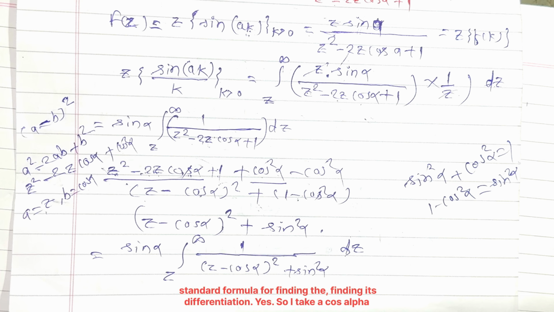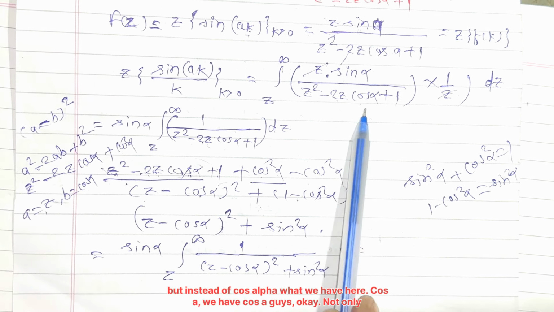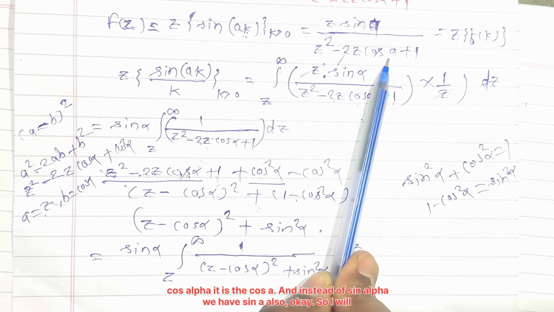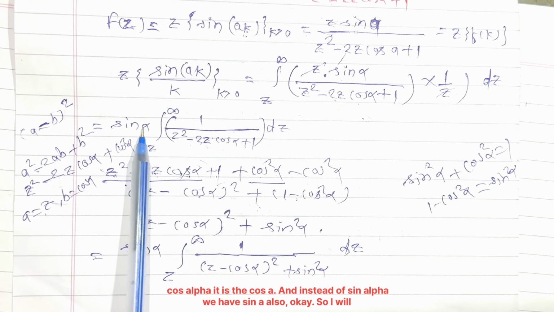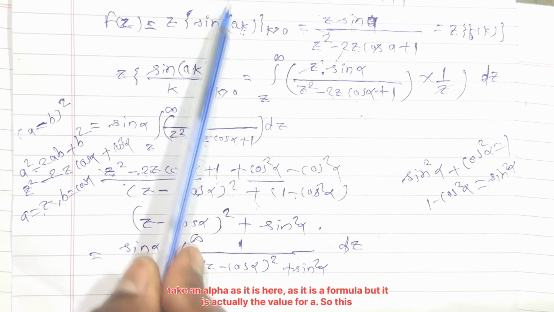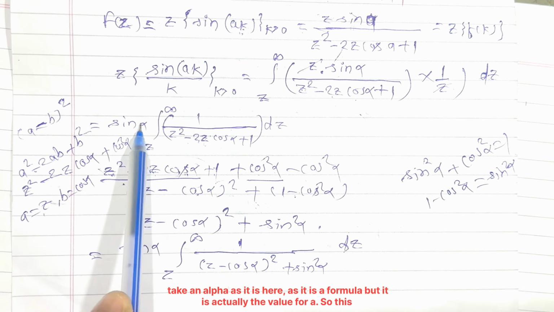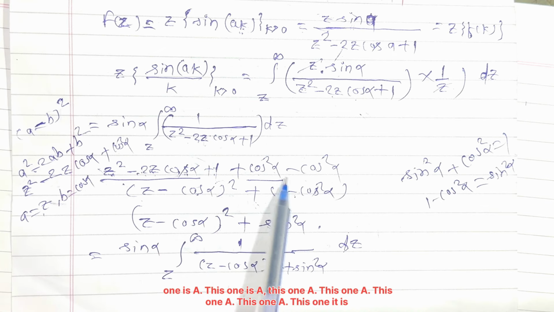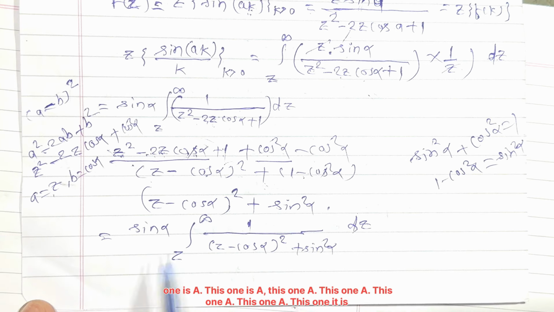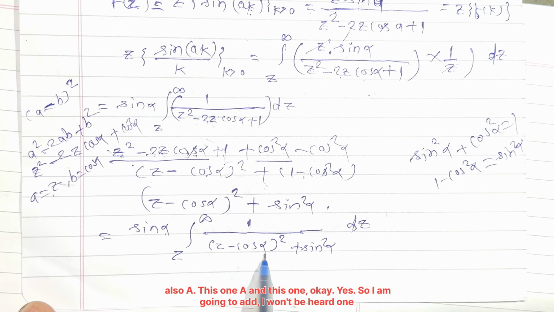So we go for applying some standard formula for finding the integration. Instead of cos alpha, what we have here is cos a. We have cos a, guys. Not only cos alpha, it is cos a. And instead of sin alpha, we have sin a also. So I have taken alpha as it is here in the formula, but it is actually the value for a. So this one is a, this one is a, and all of these are also a.